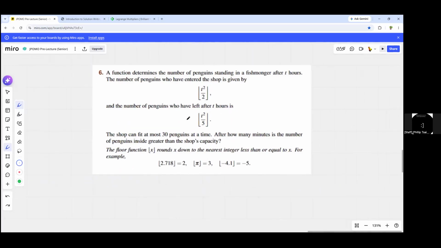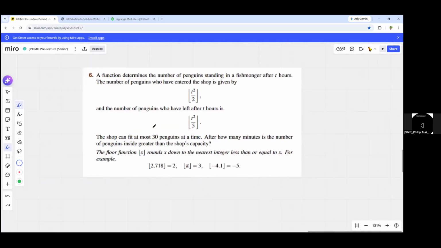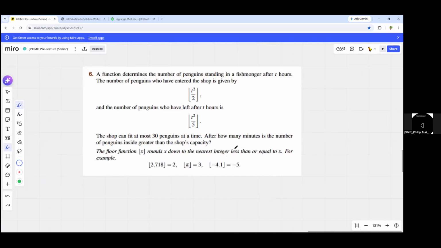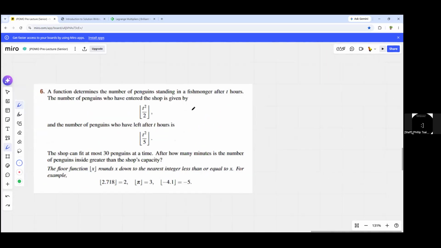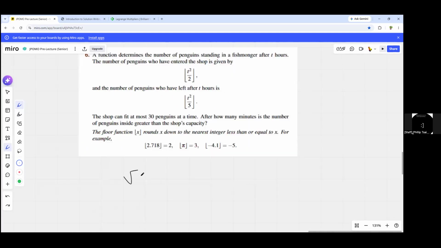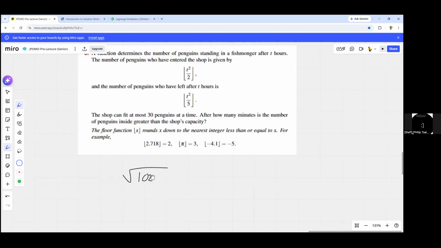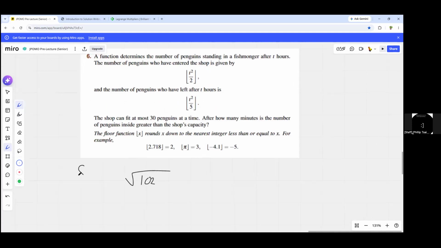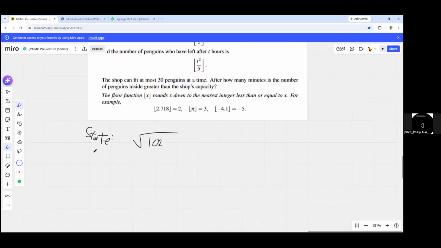So problem number 6. Intuitively, you might think the answer is 10 because it becomes 30, but no, actually, the answer is the square root of 102. So you have to state the answer first, square root of 102, and then we have to prove it.